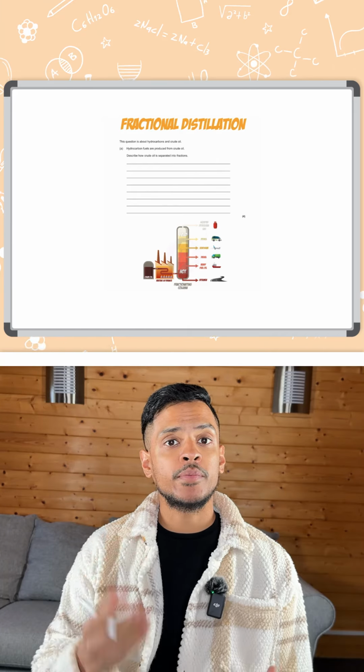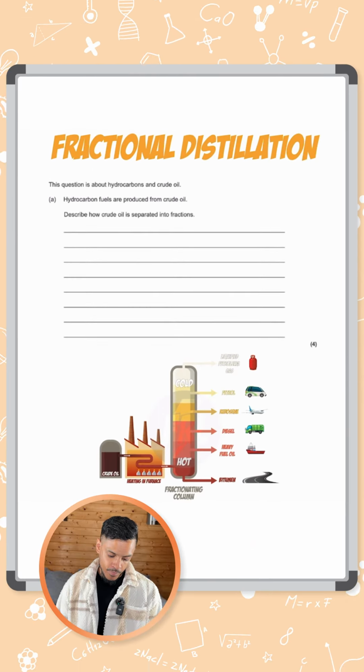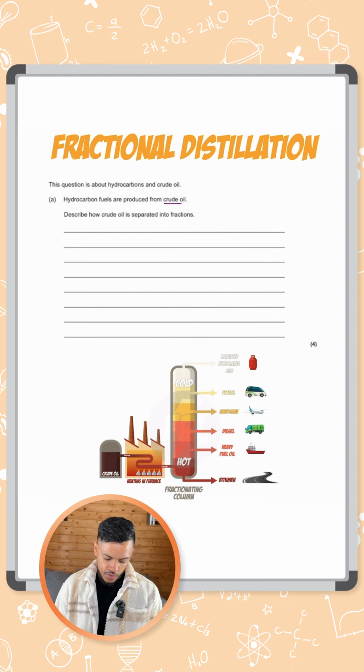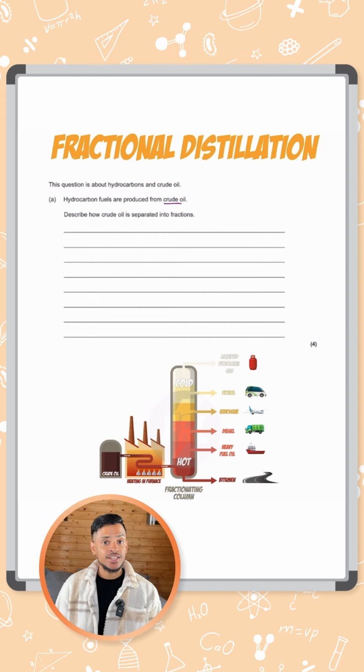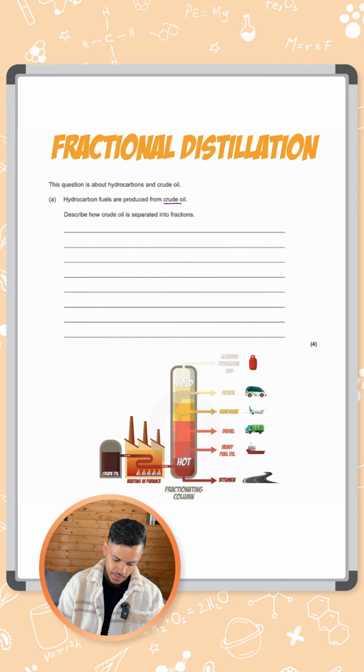So this question is all about the process of fractional distillation. It says hydrocarbon fuels are produced from crude oil. Describe how crude oil is separated into fractions. So it's this whole process that's going on here in the diagram below.